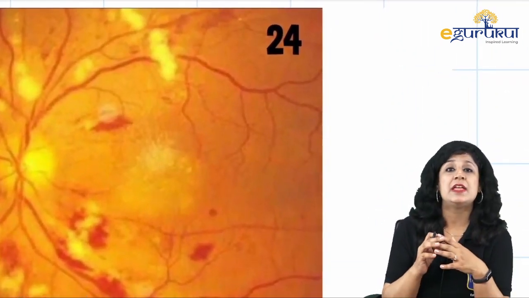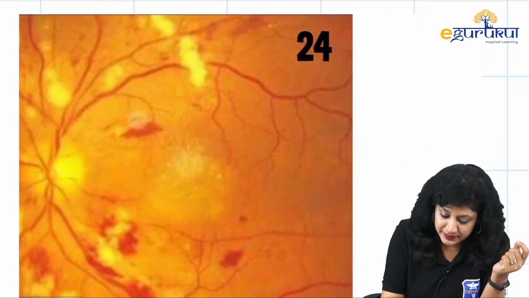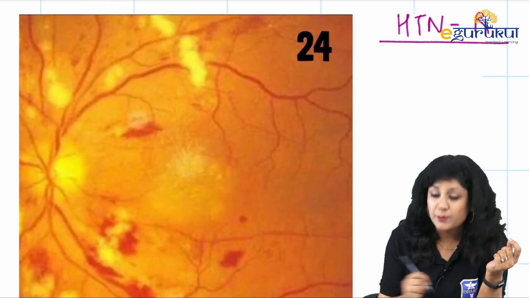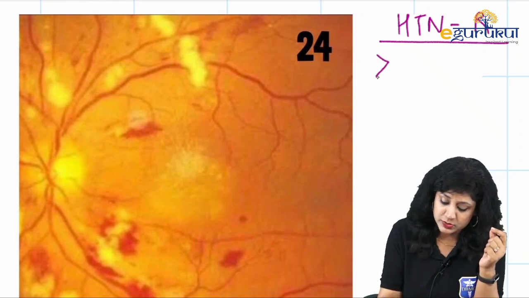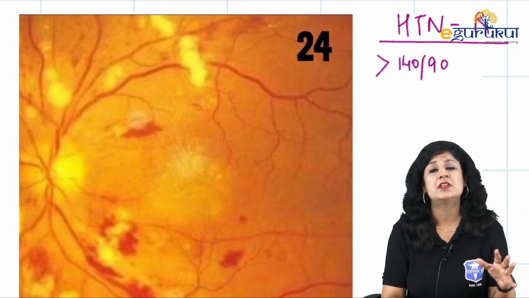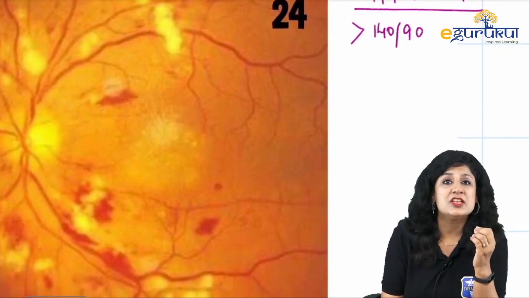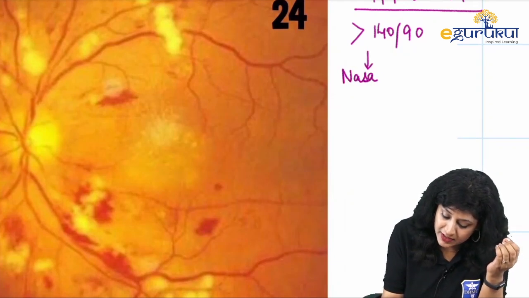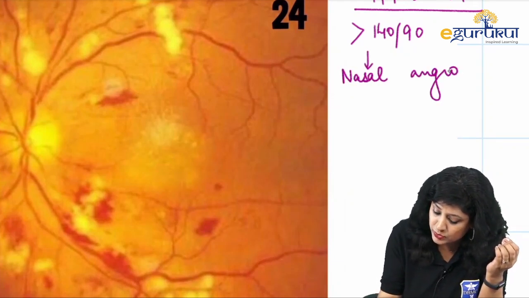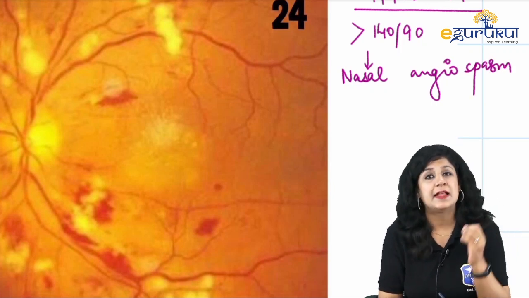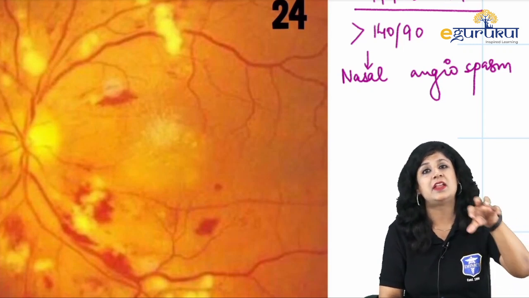So what actually happens in a case of hypertension retinopathy? What happens in hypertension retinopathy? If a person whose BP is more than 140/90 for so many years will start showing the changes of hypertension retinopathy, and the first change will be nasal angiospasm. Angio means the vessel and spasm means the attenuation, and nasal is the quadrant in which it is found.